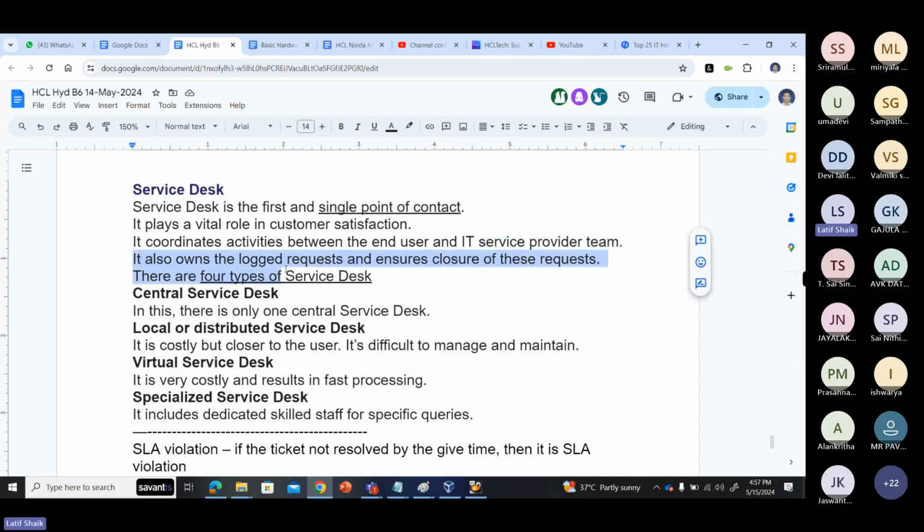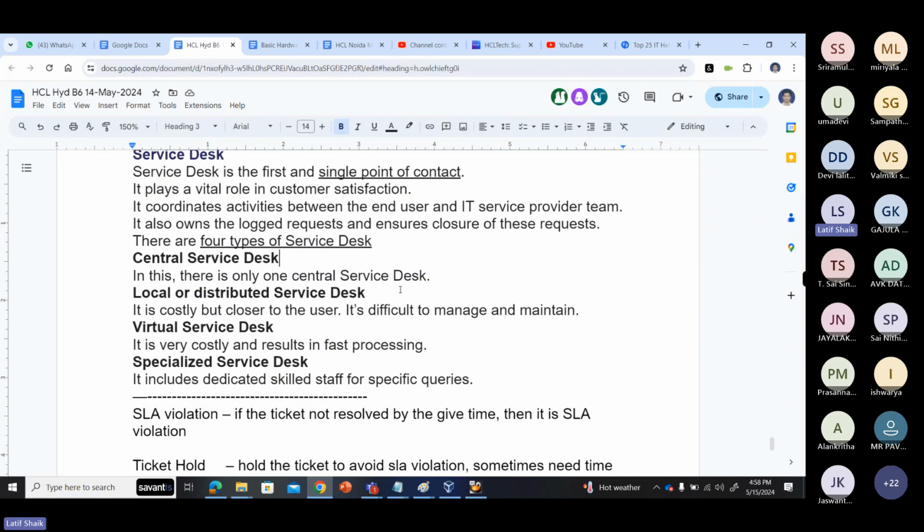It also logs requests and ensures closure of requests, as I already told you. Whenever something comes to the service desk, a ticket will be created. Logging a request means whenever an issue is raised or a service request is raised, a ticket will be created. Once it is resolved, it will be closed.